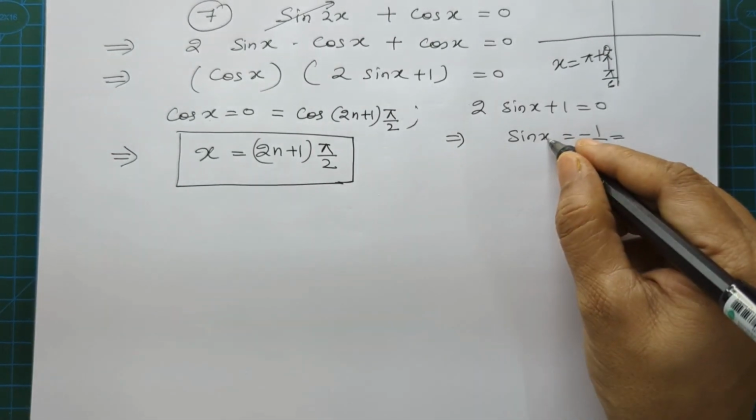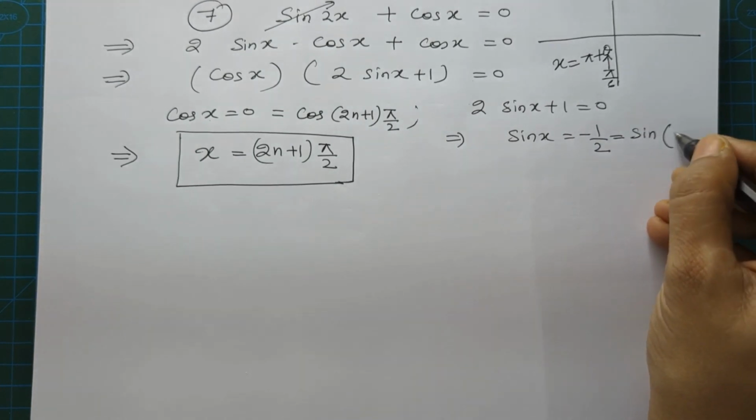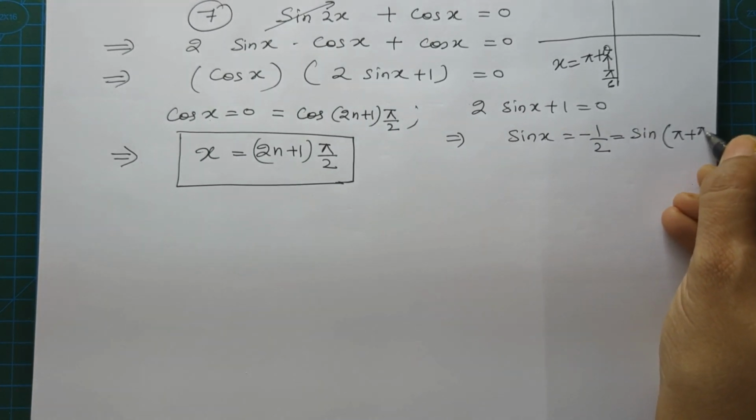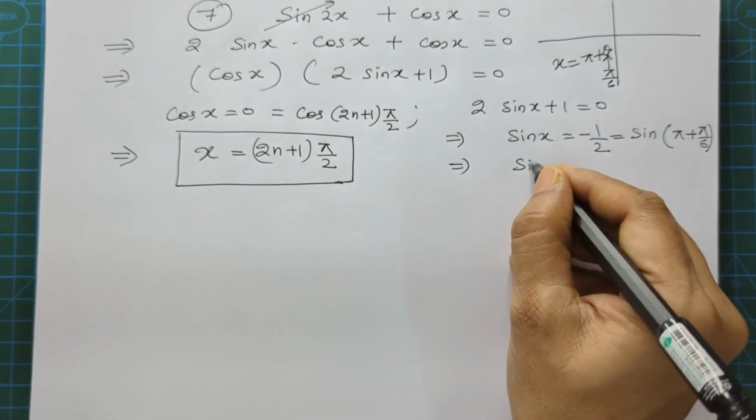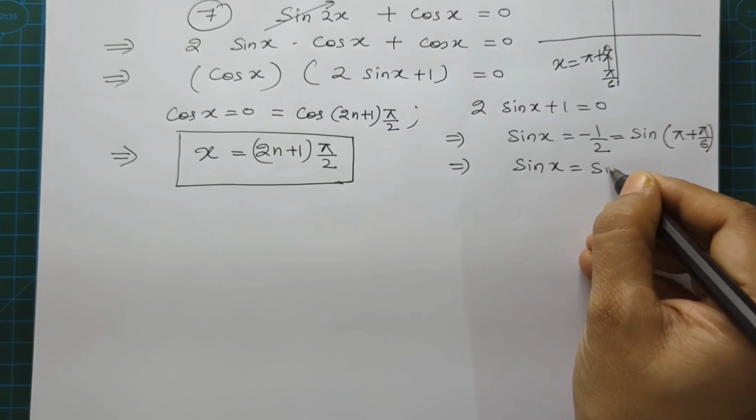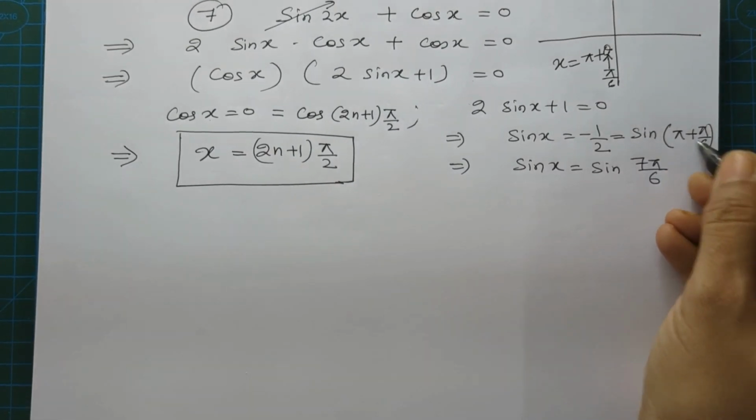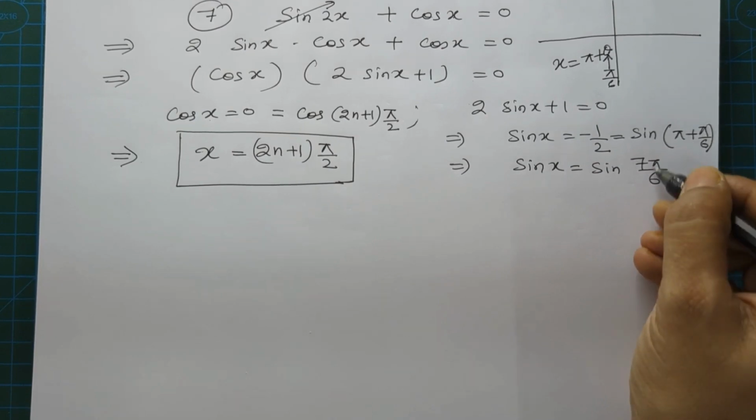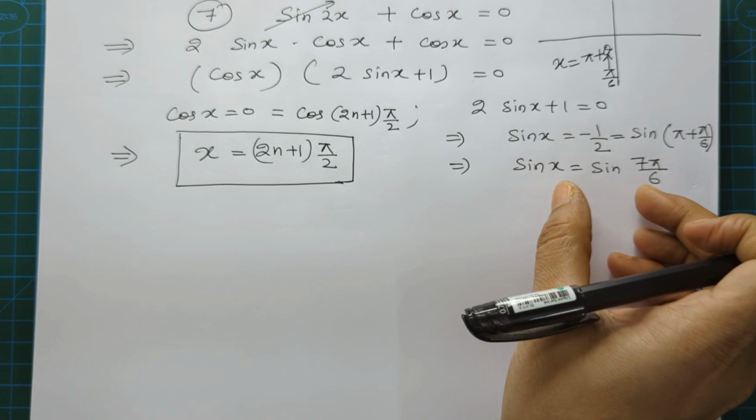So the sine of the angle is negative 1 by 2. Negative 1 by 2 is the value of sine of pi plus pi by 6. So ultimately we are getting sine x is equal to sine of 7 pi by 6. 6 into pi, 6 pi plus 1, 7 pi, so 7 pi by 6. Now this is in that general form where we can find the solution.